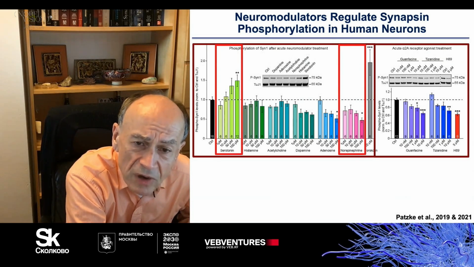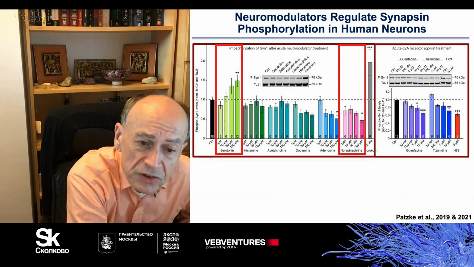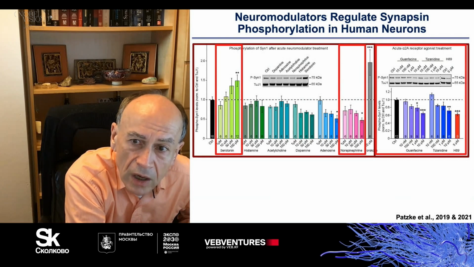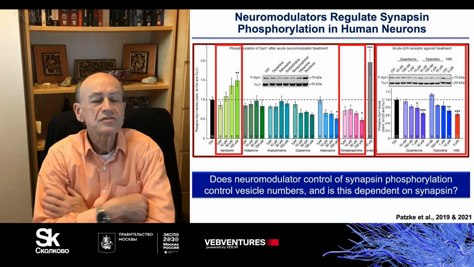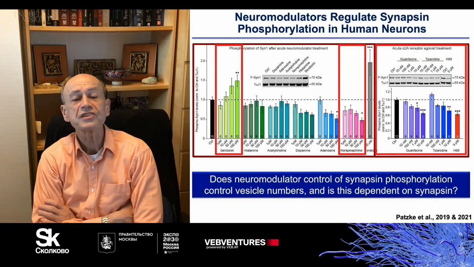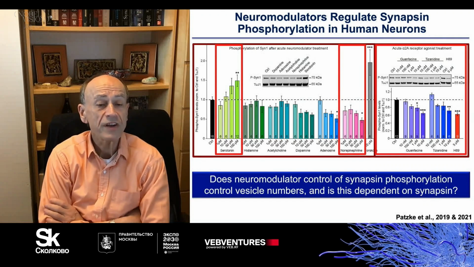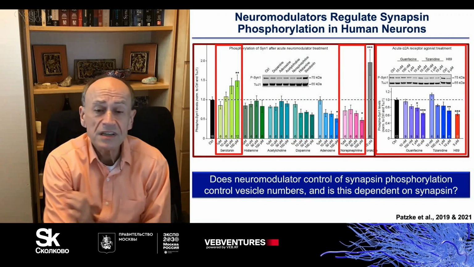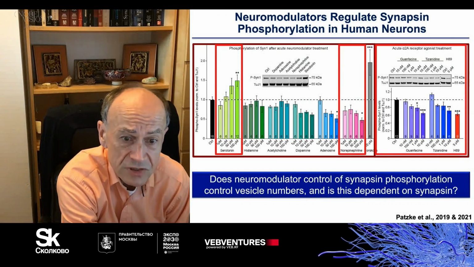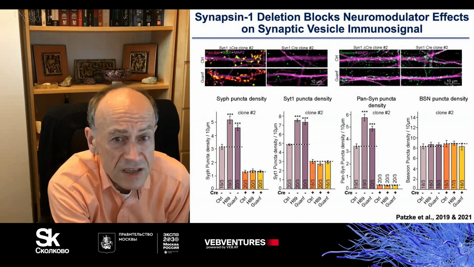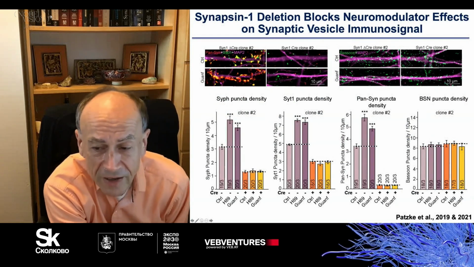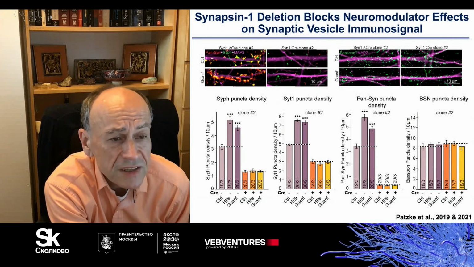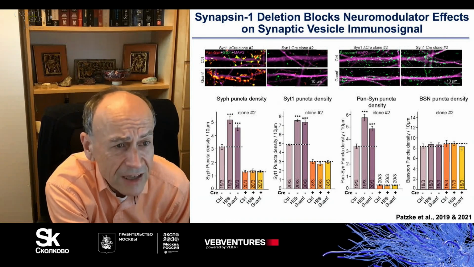So we can use these drugs to actually manipulate the nerve terminal phosphorylation of synapsin 1 as well. And so we then asked whether neuromodulator control of synapsin phosphorylation controls vesicle numbers, and is this control of vesicle numbers dependent on synapsin 1? What you see here is my final data slide that illustrates to you that indeed, this is exactly what happens.